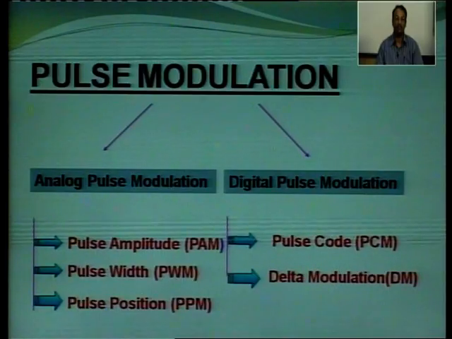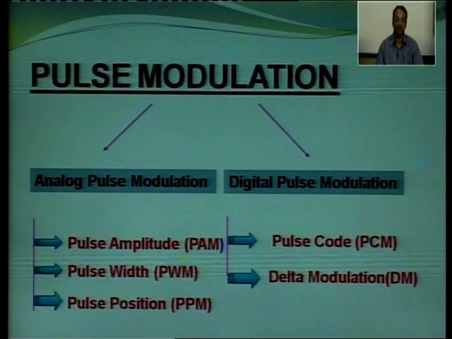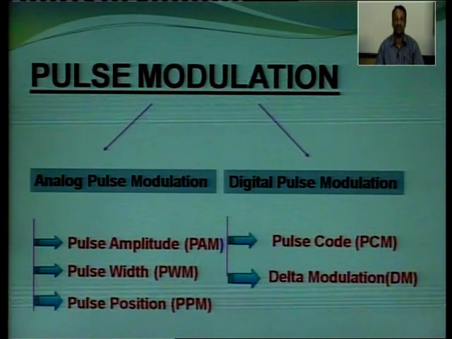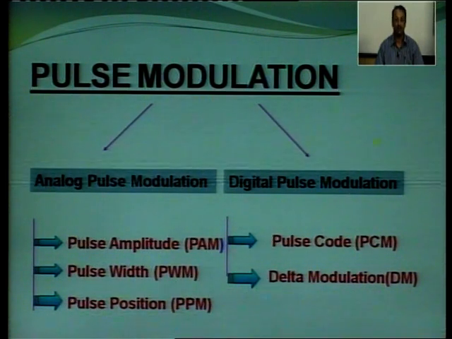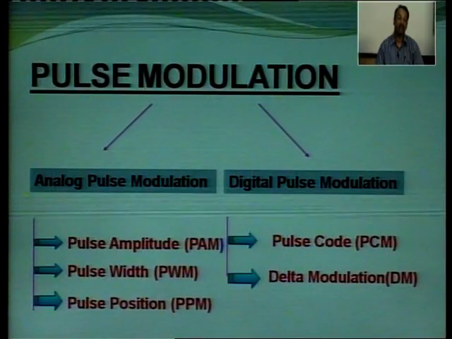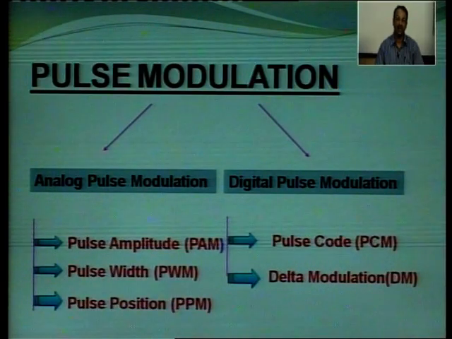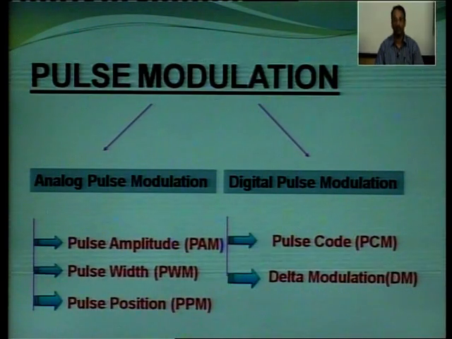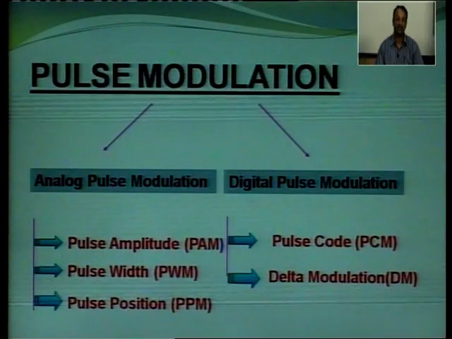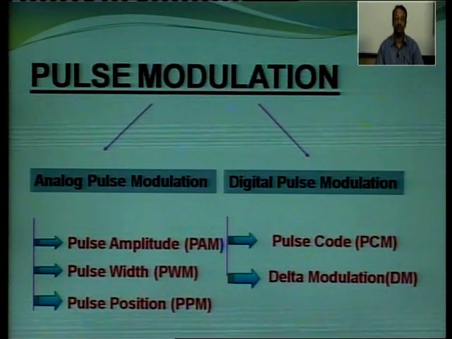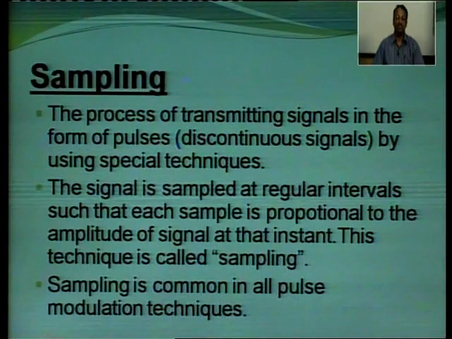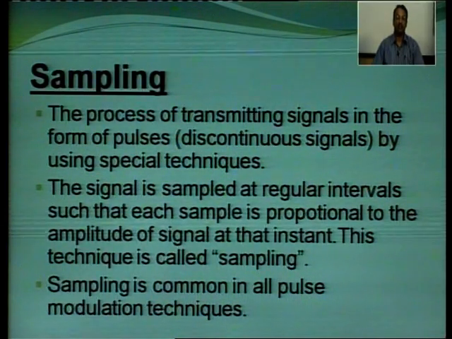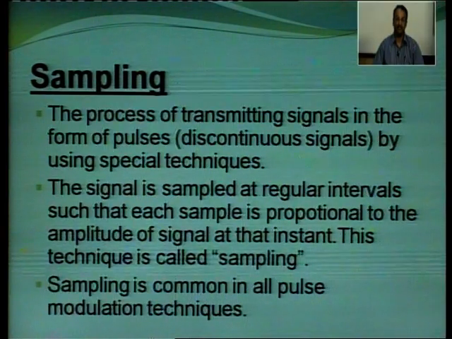So all these 5 come under pulse modulation. Pulse modulation is either analog or digital. These PAM, PWM and PPM come under analog pulse modulation, whereas pulse code modulation and delta modulation come under digital pulse modulation. The one process which is common to all these types of techniques is sampling.